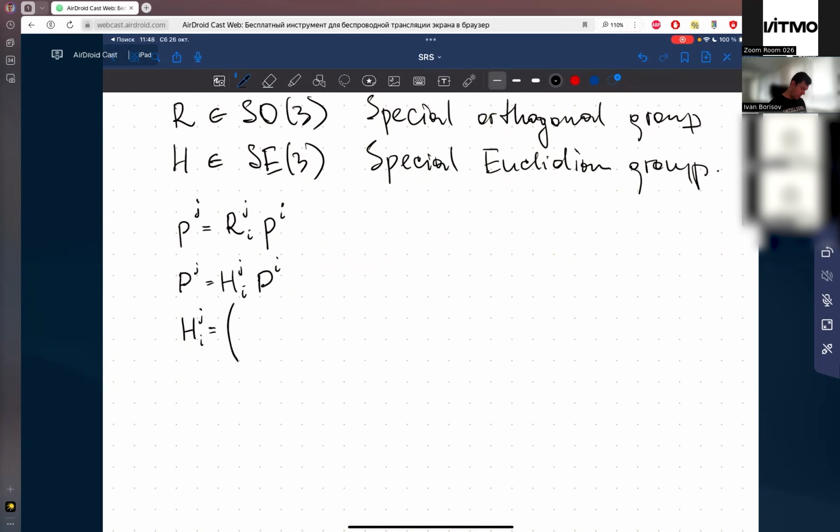And as you probably remember, H for the one that we already mentioned will be [R_JI, p_JI; 0, 1]. So it's a 4x4 matrix, which is needed to describe general motion. And this capital P is this thing: capital P is equal to the small p with a 1. So it's a column with 4 entries.